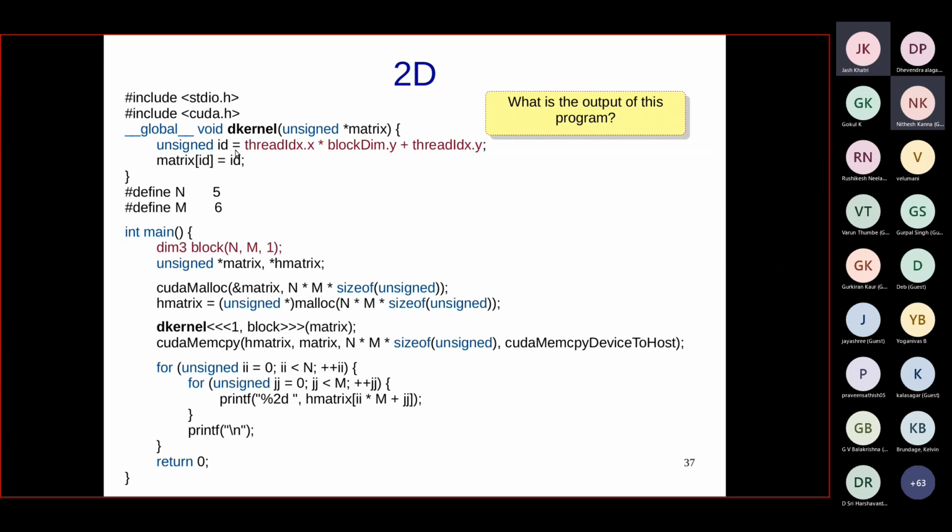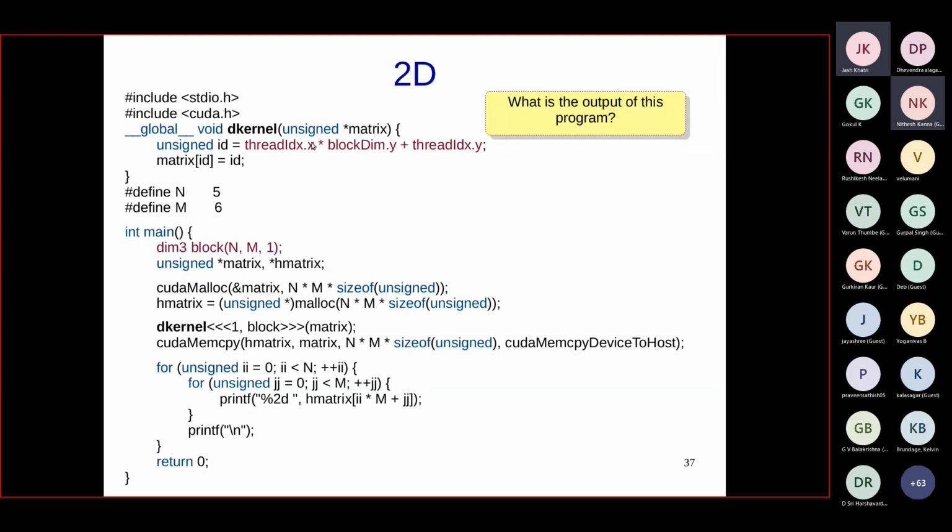We are generating a unique ID for each thread within a block. Please note that we are launching just one block, and inside that block threads are arranged in a two-dimensional manner. The block is two-dimensional, of size n into m, so one block is launched which has threads arranged inside it in two dimensions. And inside the kernel we are generating a unique ID. How are we generating this unique ID?